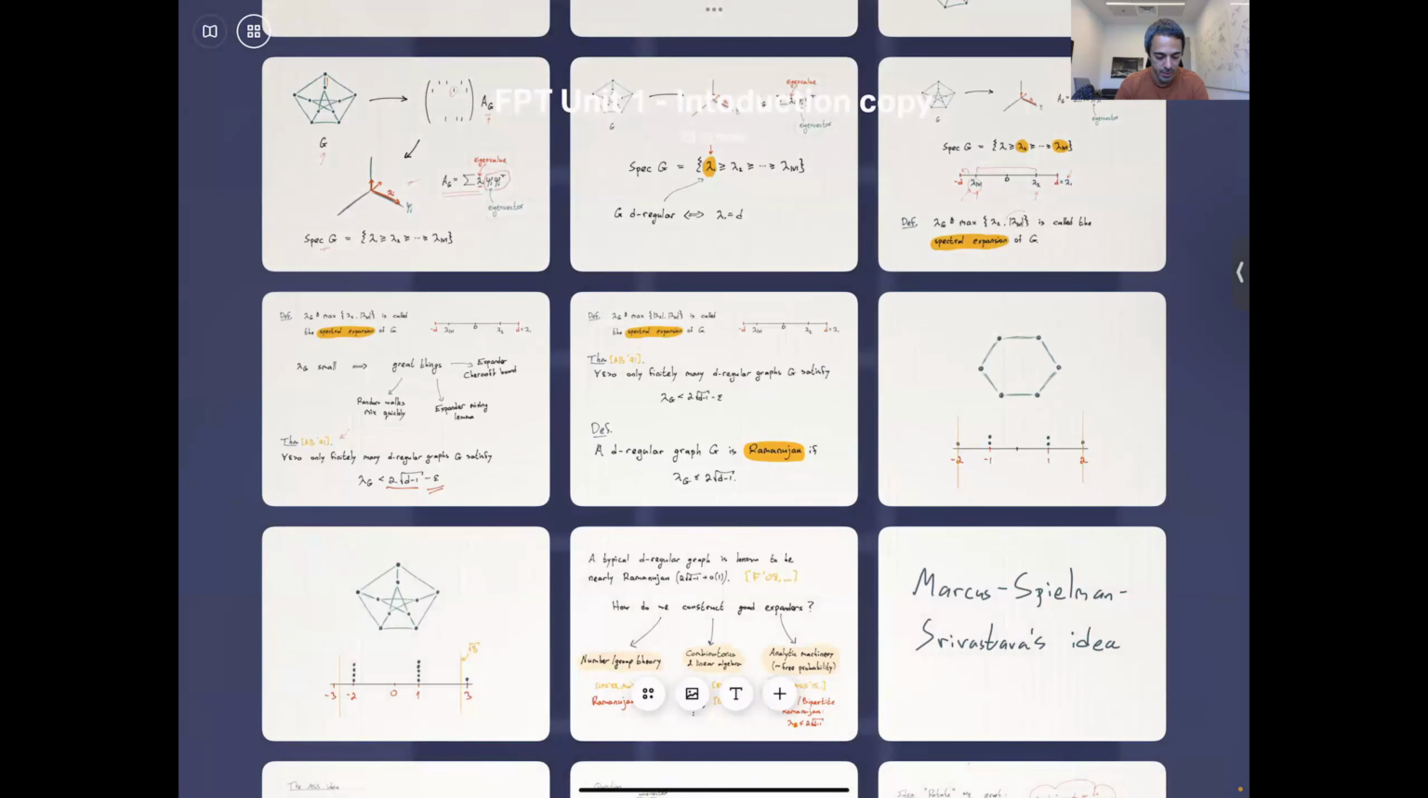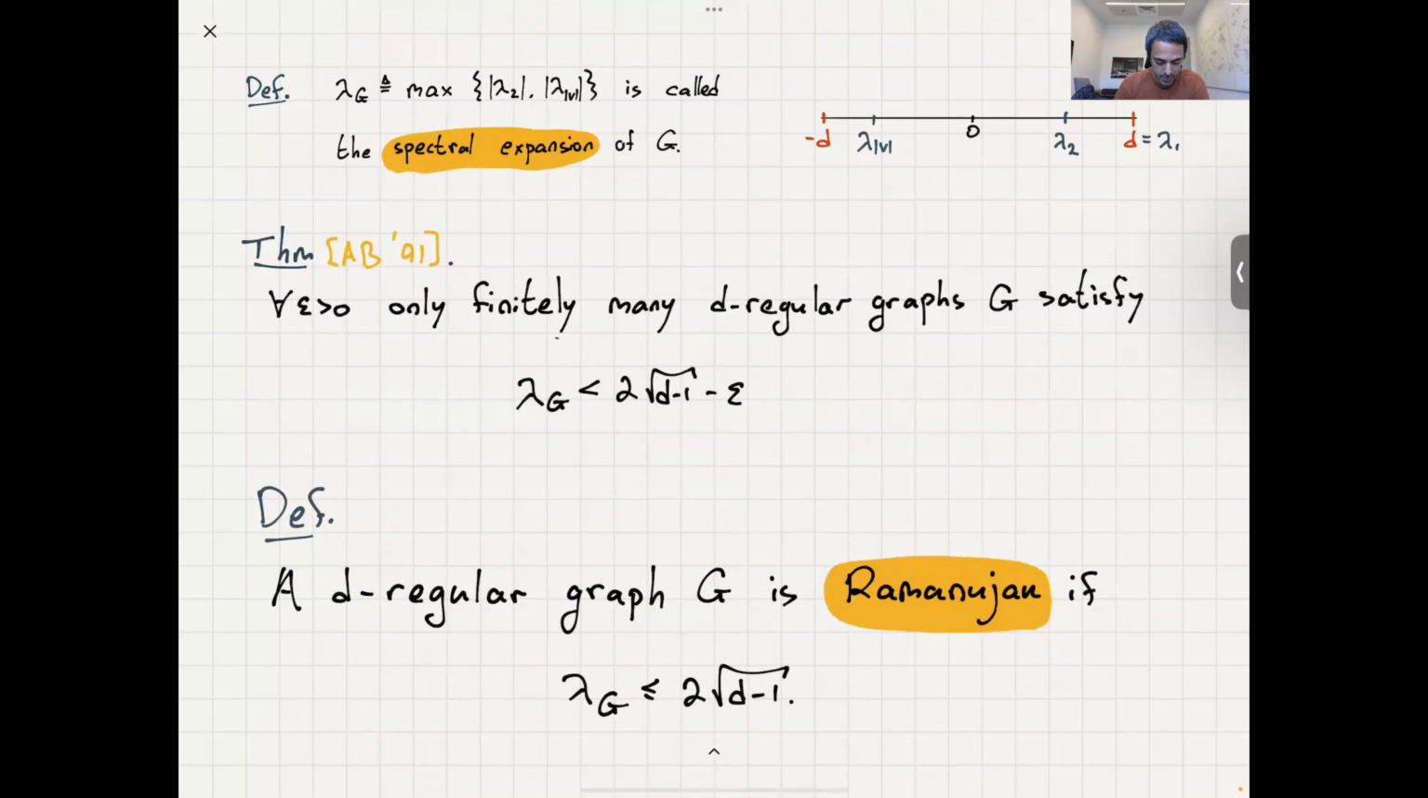And it turns out that this bound, this magic number, is tight. Namely, there are D-regular graphs which achieve the bound, namely lambda G is at most the magic number. And these are dubbed Ramanujan graphs for historical reasons. So Ramanujan graphs are the extreme spectral expanders. They have the best spectral expansion possible asymptotically.